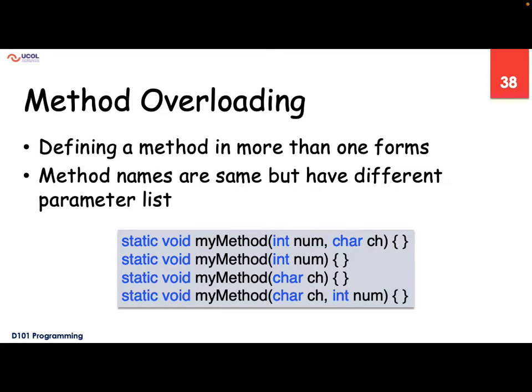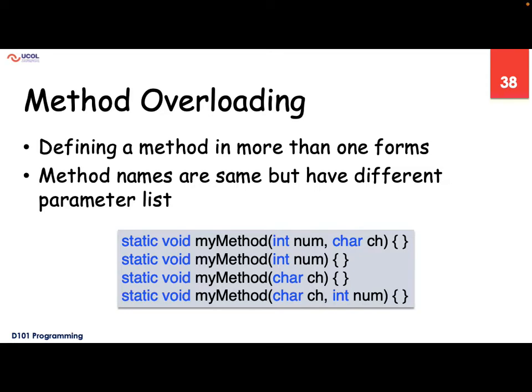Now, the first and the fourth both have the same number of parameters, two parameters, but the order is different. In the first, the first is integer and the second is character. In the fourth, the first is character and the second is integer, and if we call this method with a character first and an integer second, it will always call the fourth method, not the first one.